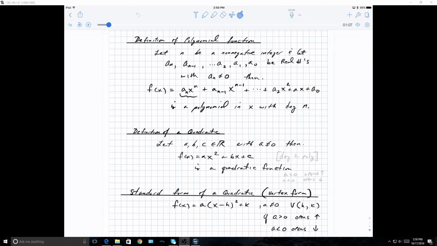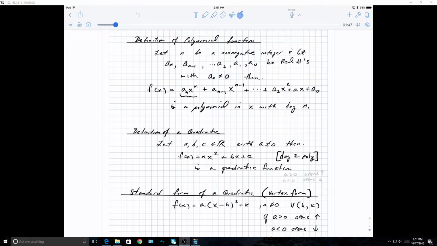That's what we're defining the polynomial as, but we give it the name based on its degree. And that's why it's in standard form. The definition of a quadratic: the big thing is that it's a degree 2 polynomial. That's the big idea. So if we let a, b, and c be real numbers with a not being equal to 0, then we have a function in x, ax squared plus bx plus c, and we'll find later that it is a quadratic function.